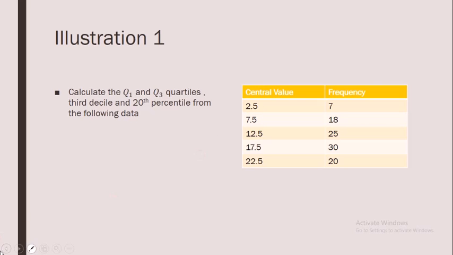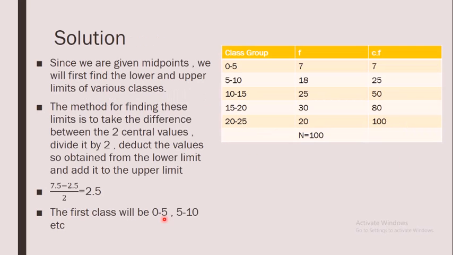First we have to find out the classes. That is your first class, then the second class is 5 to 10, then 10 to 15, 15 to 20, 20 to 25. Write down the frequencies and find out the cumulative frequencies.